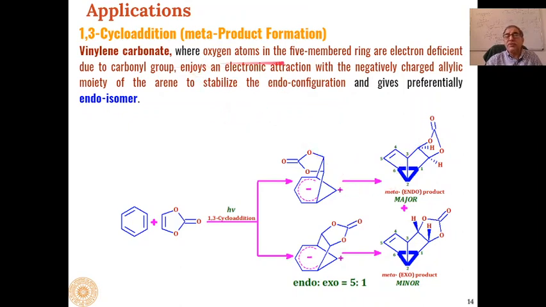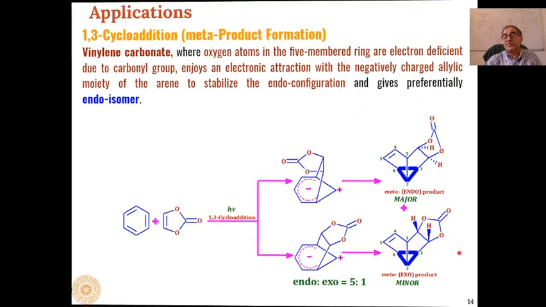So as I have told you, the oxygen atoms in the 5 membered ring are electron deficient due to the presence of this carbonyl component. So that is why here the exciplex formed for the endo product is more stable as compared to exo, and that is why this will give us the endo isomer preparation.